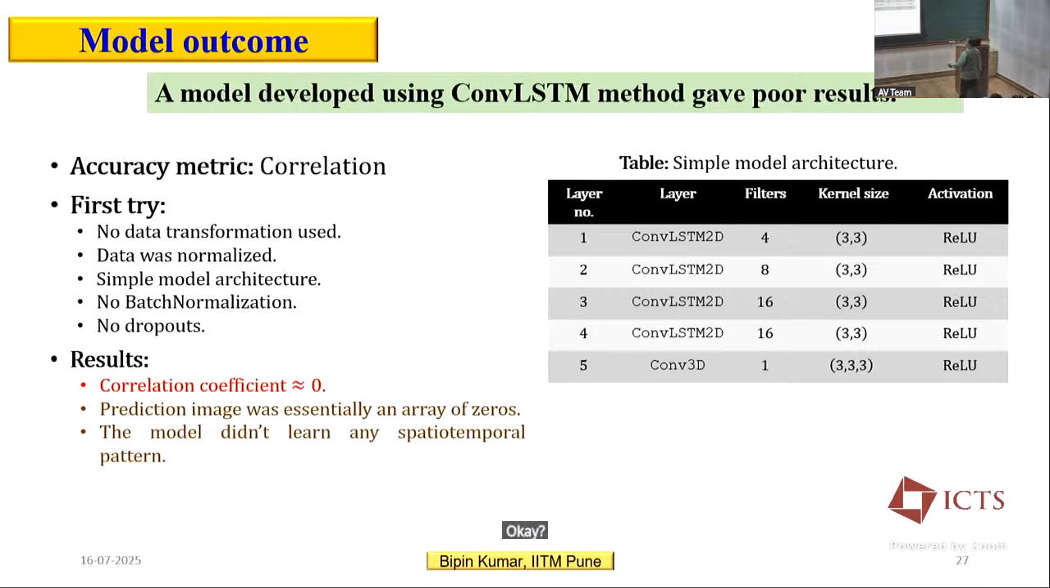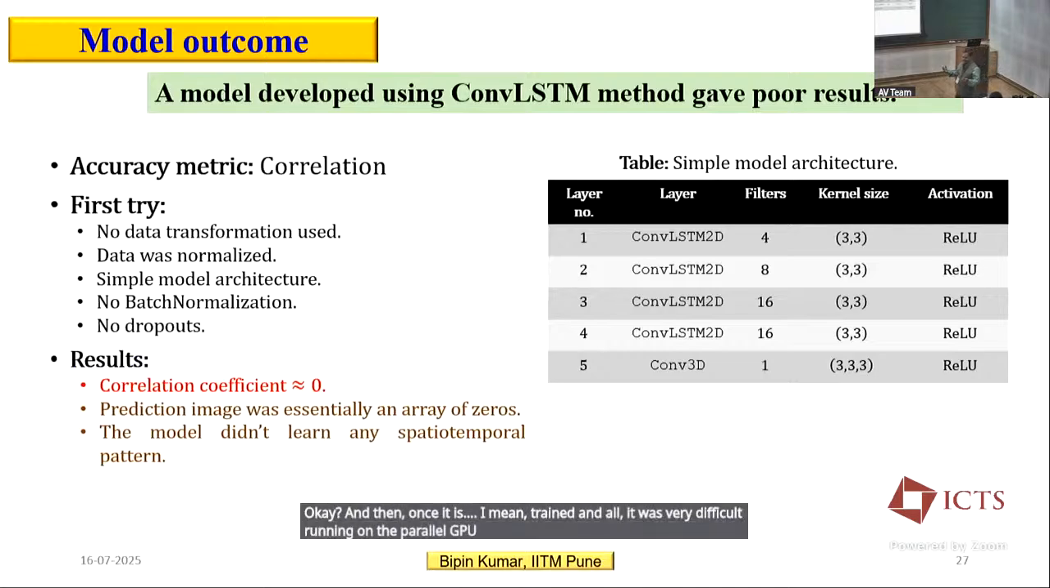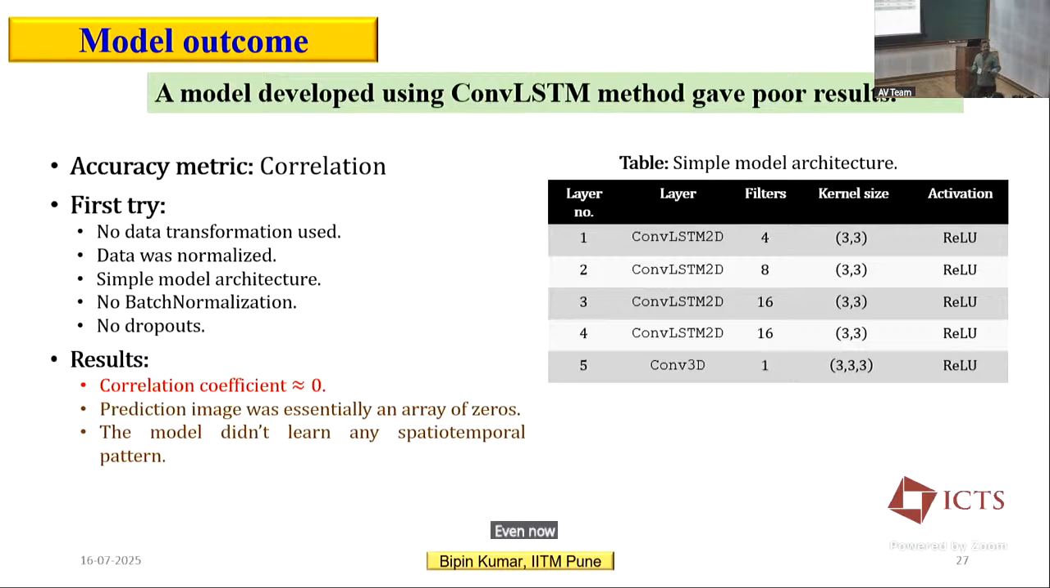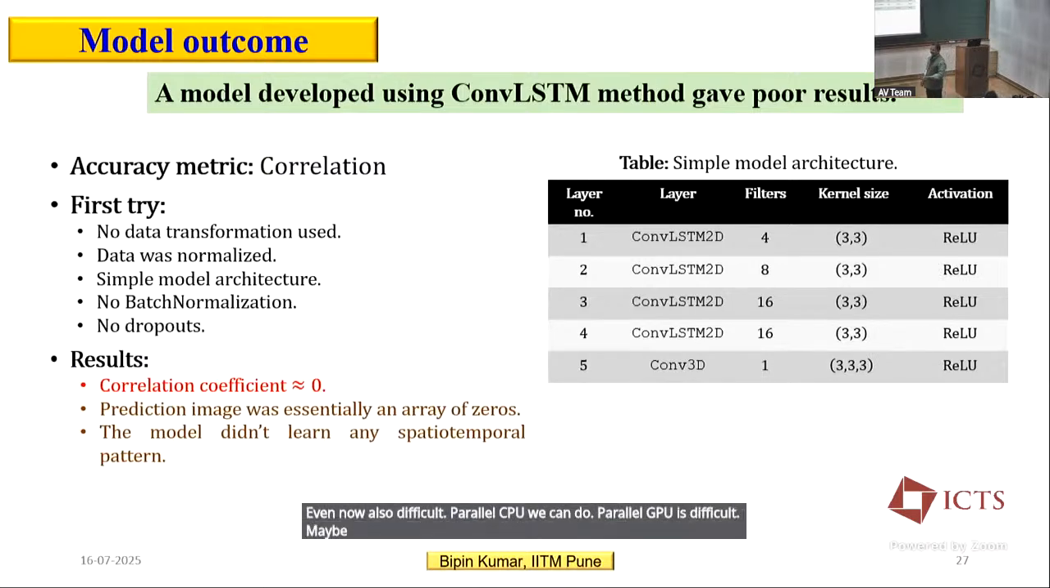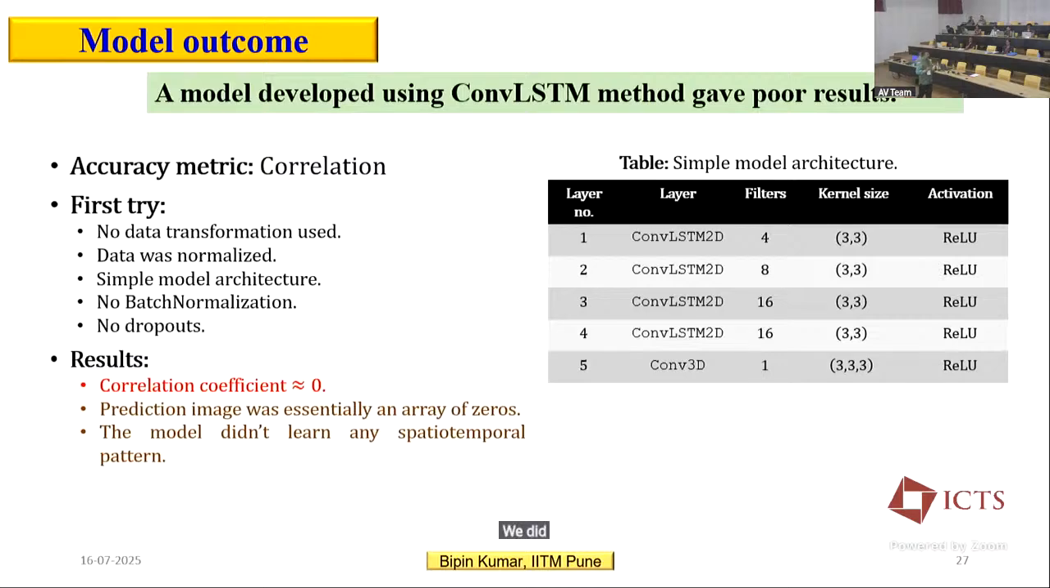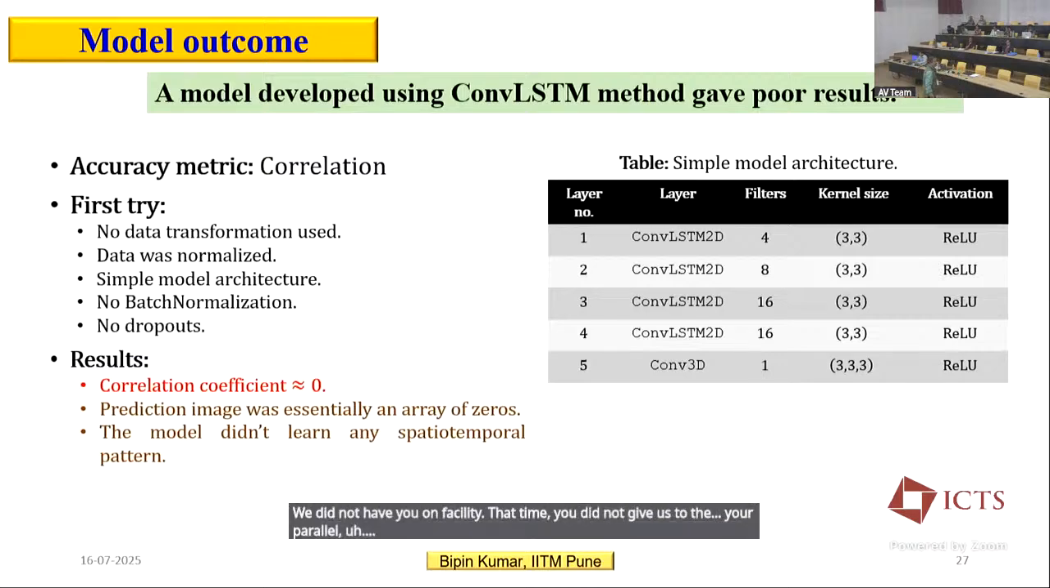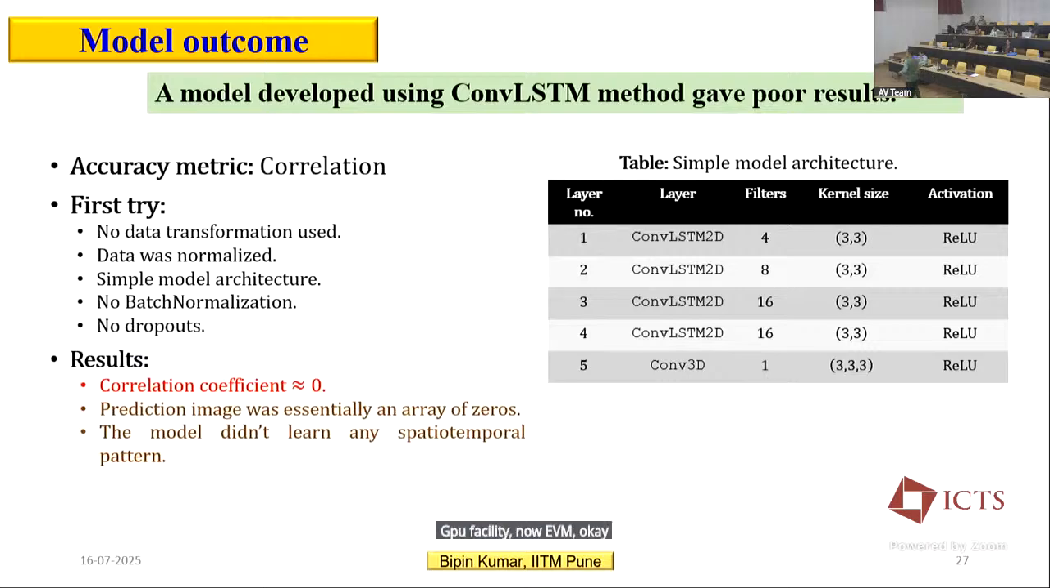Once it was trained, it was very difficult running on parallel GPUs. At that time, writing an MPI code for parallelization on GPU was difficult. Even now it is difficult. Parallel CPU we can do, parallel GPU is difficult. Maybe sir will tell more about it, he's from NVIDIA. Now everything is available, but in 2021 and 22, it was not so easy. We did not even have the facility. Now we have it, okay. Fine.